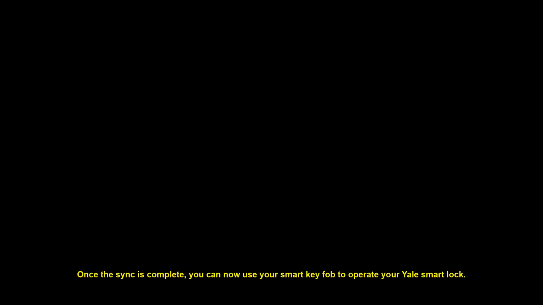Once the sync is complete, you can now use your smart key fob to operate your Yale Smart Lock. Make sure to test the fob to ensure it functions correctly with your lock. If you experience any issues, refer to the app's troubleshooting guide for assistance. Congratulations, you have successfully logged into Yale Access and synced your smart key fob.